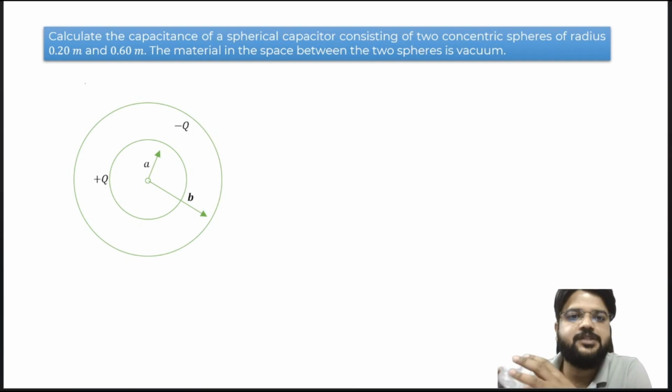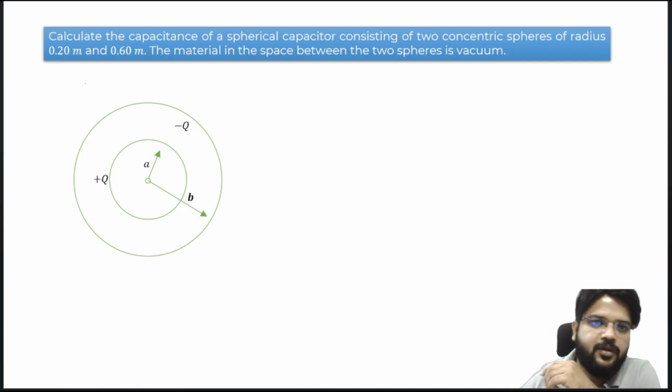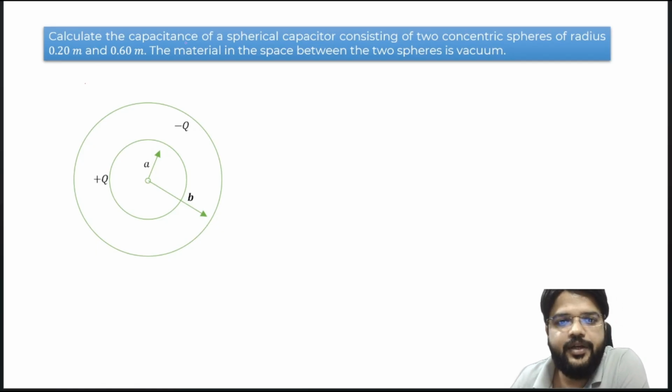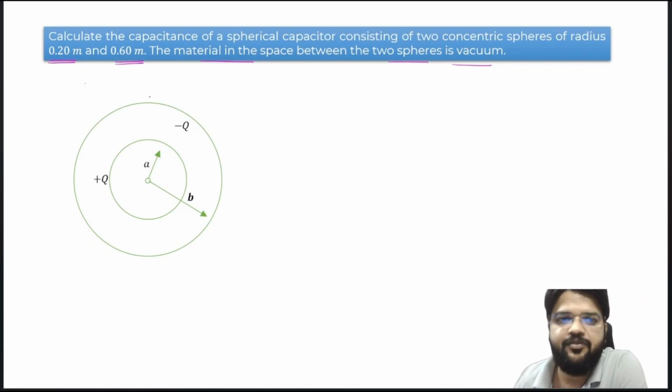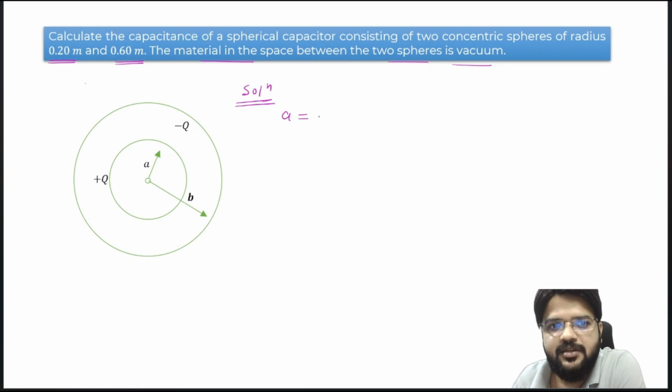Let's see one question on the basis of the spherical capacitor. See what question we have. Calculate the capacitance of a spherical capacitor consisting of two concentric spheres of radius 0.2 meter and 0.6 meter. The material in the space between the two spheres is vacuum. So between these two spheres, vacuum is present, correct? And we want the capacitance. Okay, so let's see how we can do this question, everyone. So what is the A value here? A is 0.2 meter. What is B? B is 0.6 meter, correct?